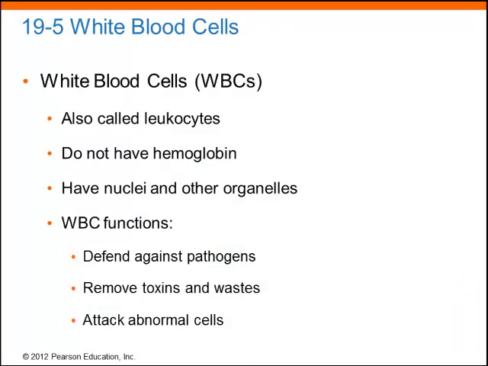Okay, let's move on to the white cells. White blood cells, also called leukocytes, of course, do not have hemoglobin. That's why they are colorless, and we call them white cells. They do have nuclei. The nuclei do stain with a typical red blood cell stain. And they have all the other organelles, and their lifespan can vary from just a few hours if they're called into service and die, or for decades. The job of white blood cells is to defend the body against pathogens, remove toxins and waste, and kill abnormal cells, including cancer cells.